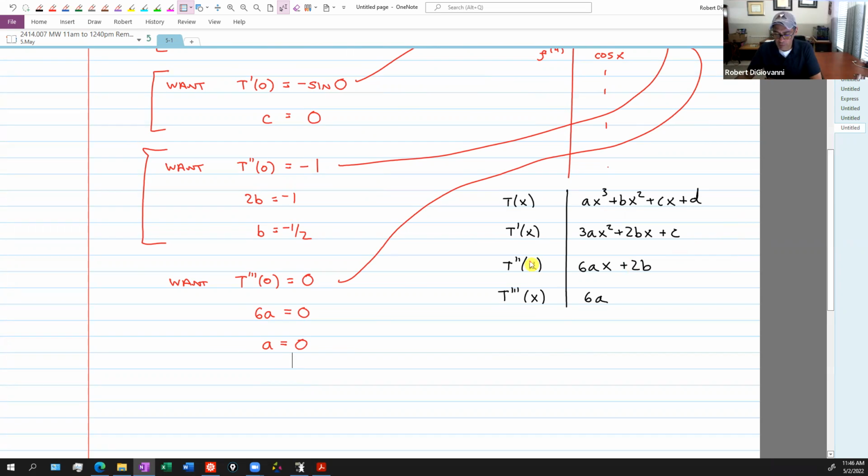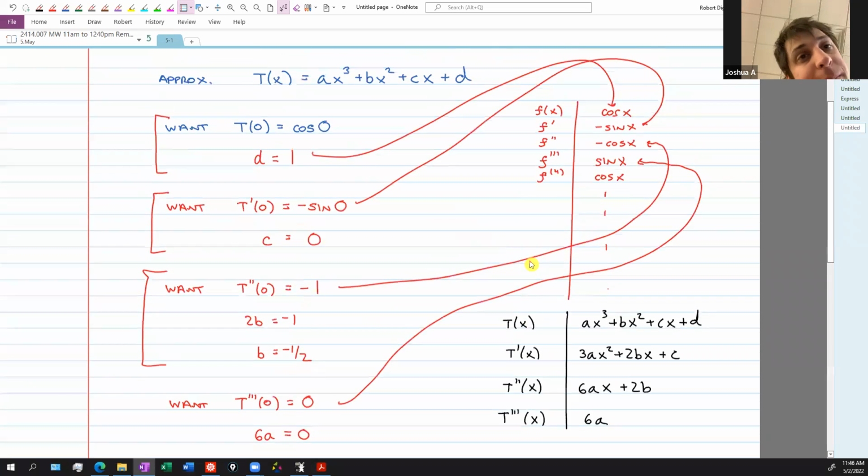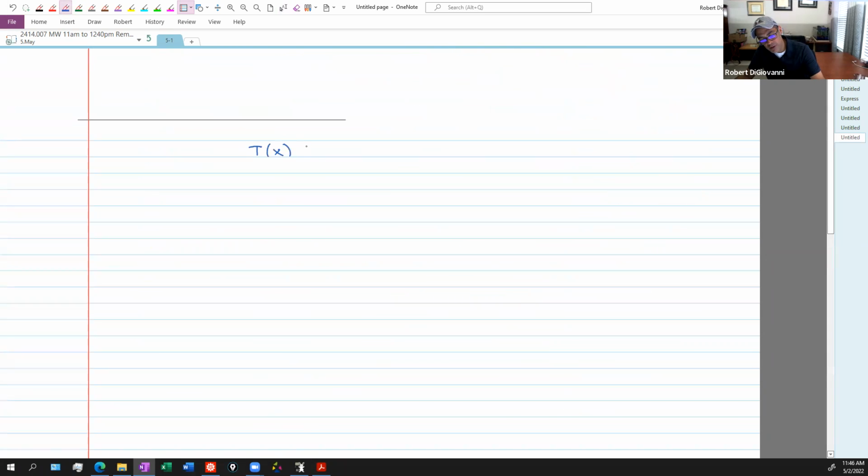Okay. Do we want to do a fourth or no? No. I mostly wanted to see the graph more accurately. Yeah, no, no. Look, I have no problem doing it. Let's do a fourth degree.